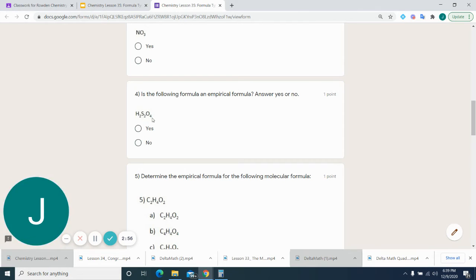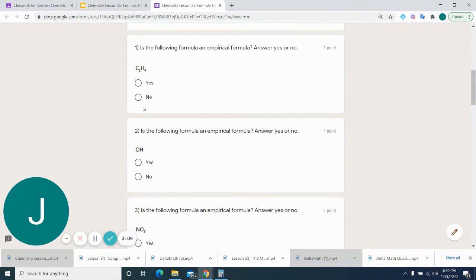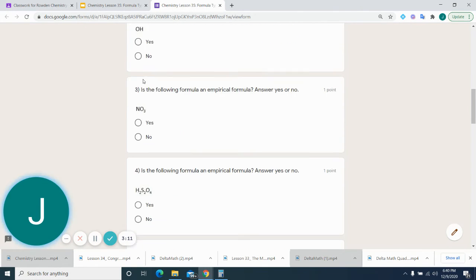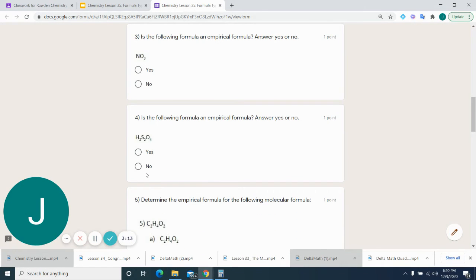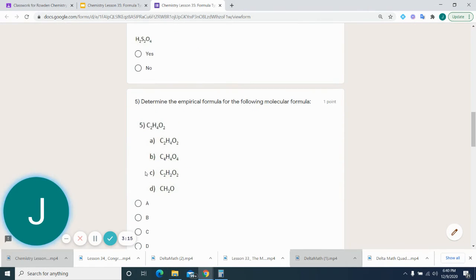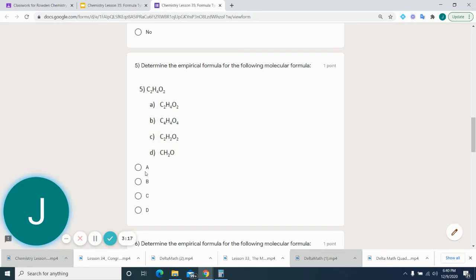And then look at this one. Can these be reduced by anything? They can. So you could make this H1S1O2. So no, this is not an empirical formula. So it's no, yes, yes, no. Okay, now I want you to press pause. I want you to try to do 5 through 8, and then press play, and I will go over it, and you can make sure you're doing it right.